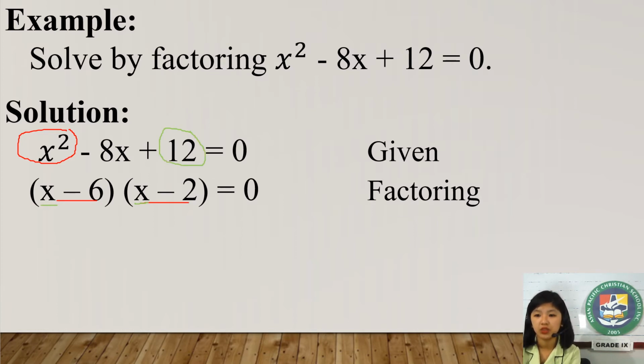So, ano ba yung mga factor ng 12? We have 1 times 12. Then, we have 3 times 4. Yun yung mga factor ng 12. And we have 2 times 6. Ayan. So, ngayon, para malaman mo kung ano ba yung mga factor niyan, so, itong negative 8x, tingin tayo dito.